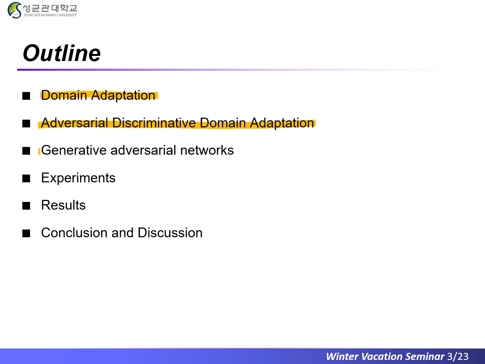3. Generative Adversarial Networks, GANs. Since ADDA is based on adversarial learning, I will briefly discuss GANs and how their concepts are applied in ADDA to align feature distributions. 4. Experiments. I will then go over the experiments conducted in the paper, including the datasets used for evaluation. 5. Results. I will present the quantitative results, comparing ADDA to previous domain adaptation methods.